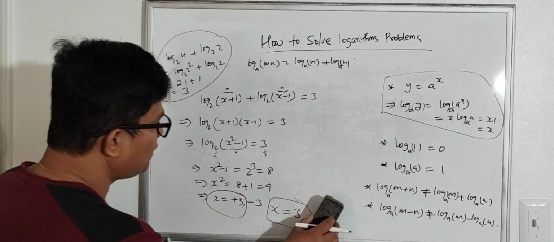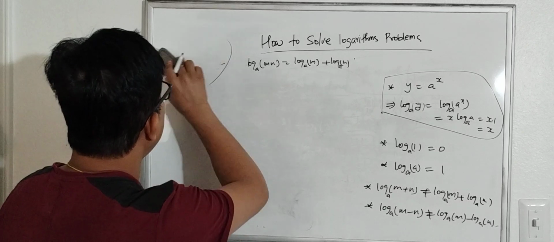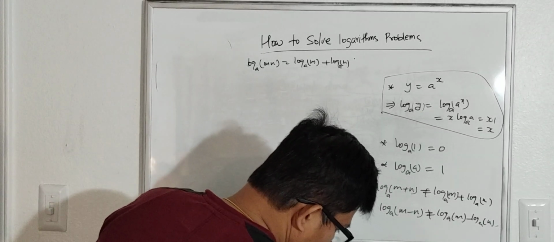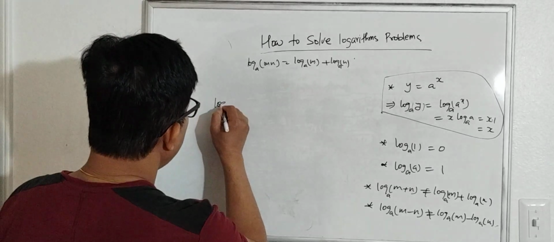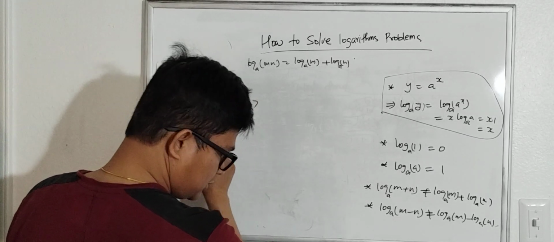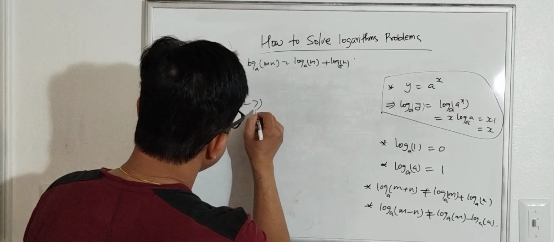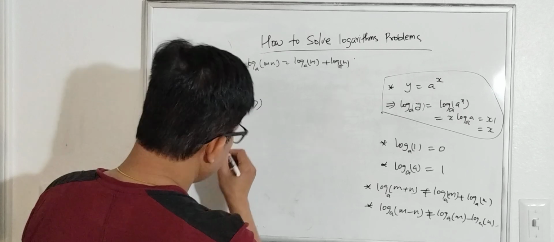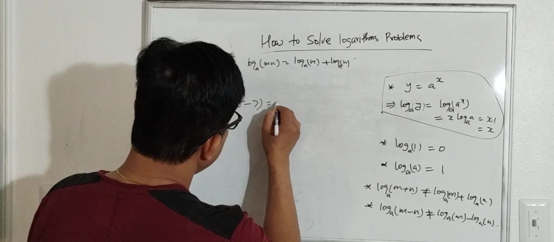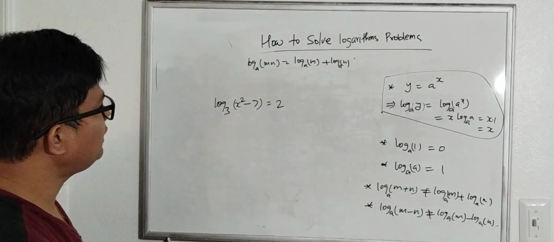So this is one type of problem. So this will be solving equation, and if I give you another example based on the same thing, you can solve that. So let's say here, log 3 of x square minus 7 is equal to 2. Similar type of question. Okay.